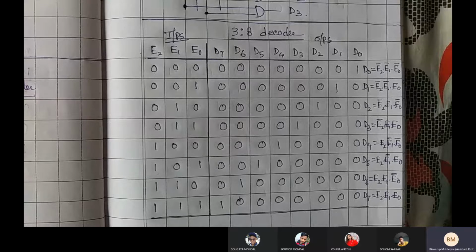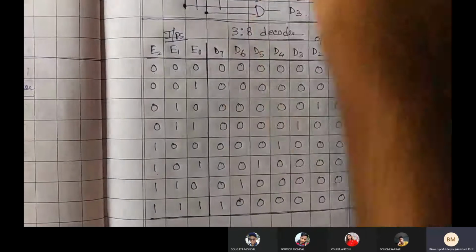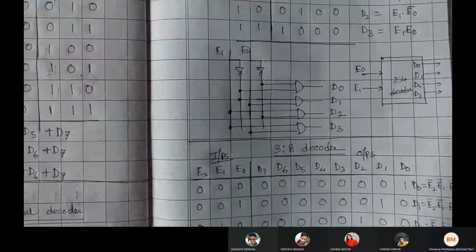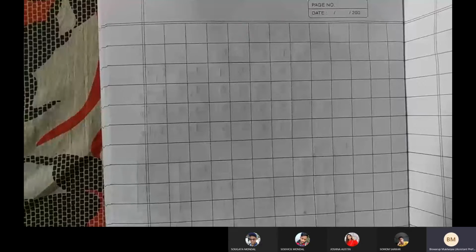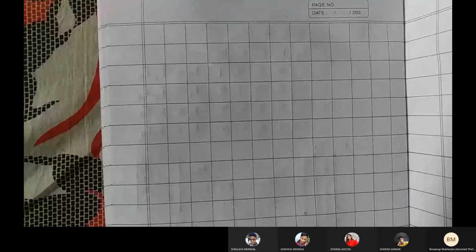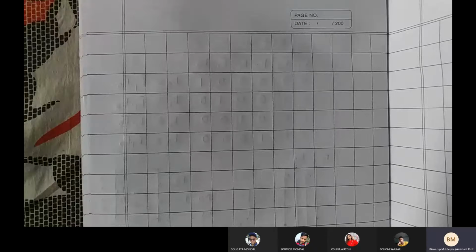No problem. Now, one more important thing for a decoder: like your multiplexer, which can be used to make any sort of circuit, we can make any sort of circuit with the help of such decoders also.